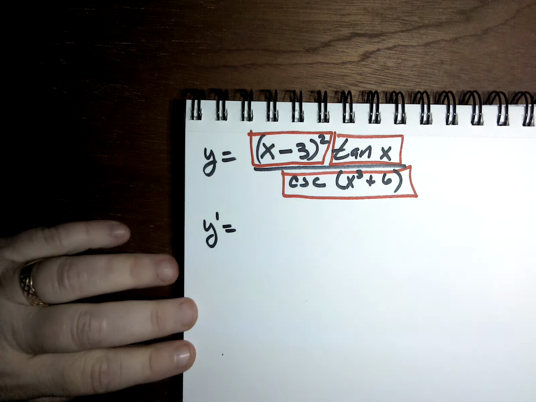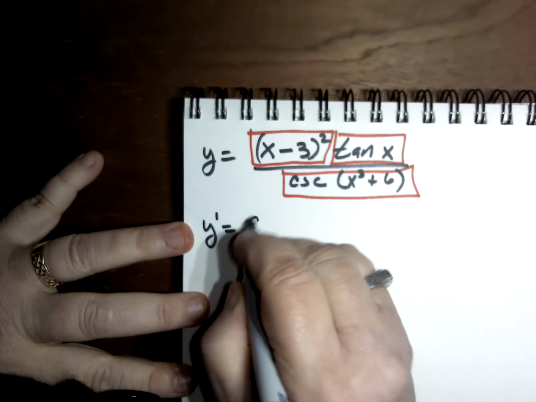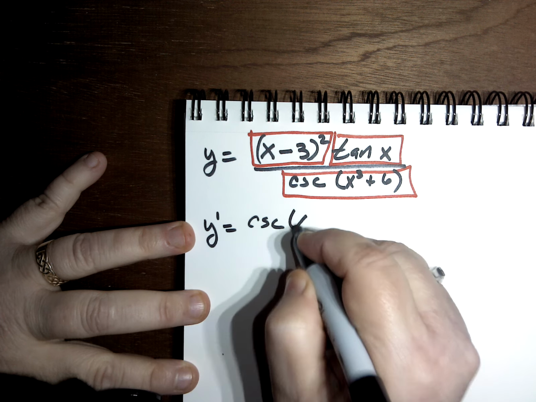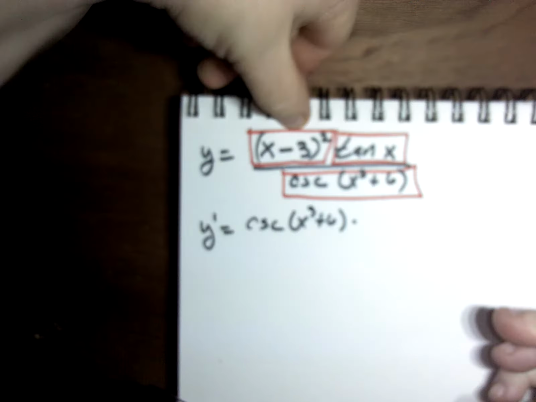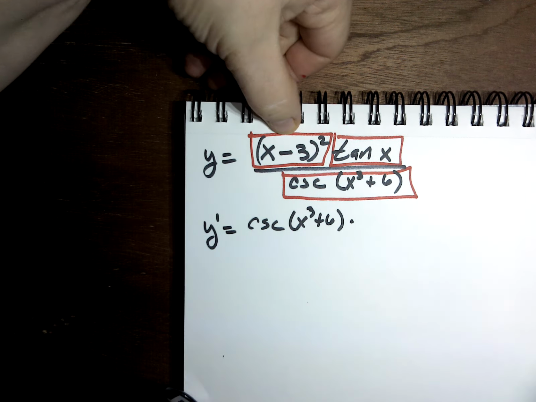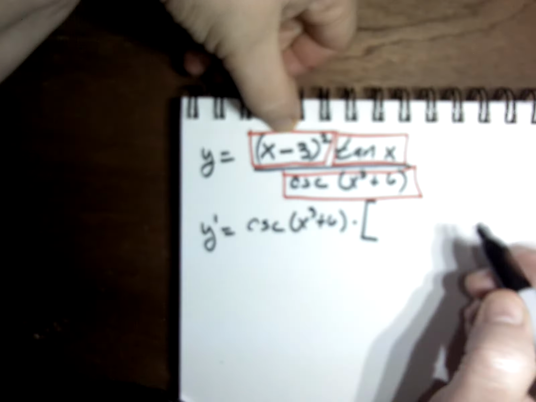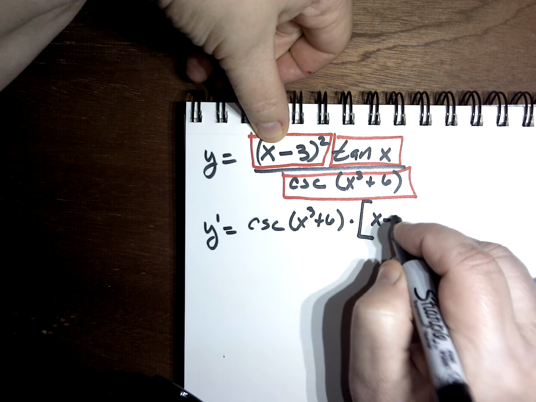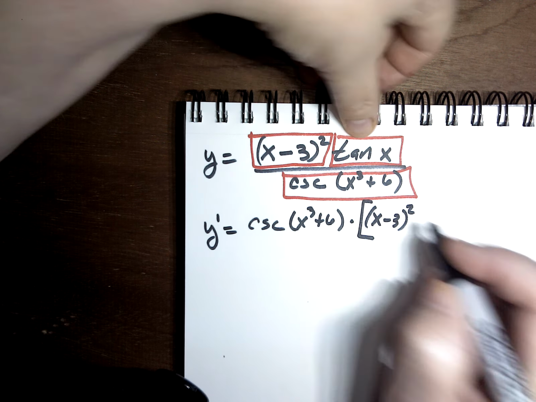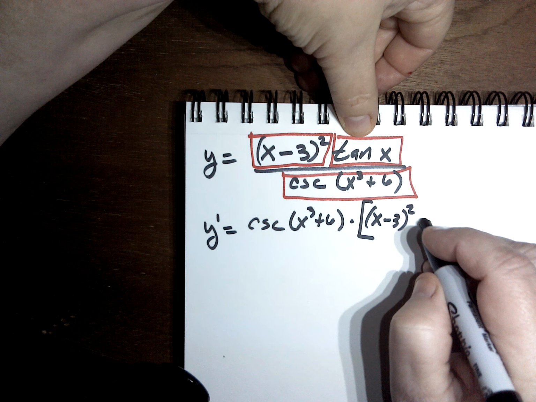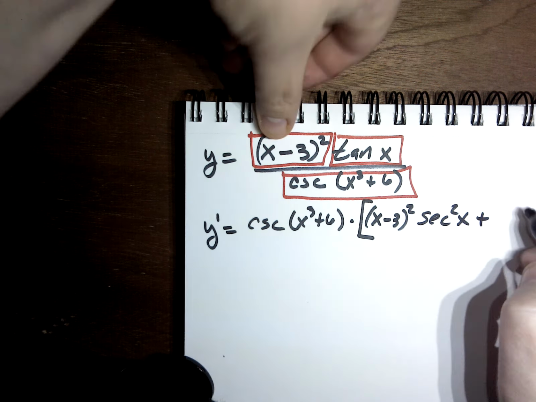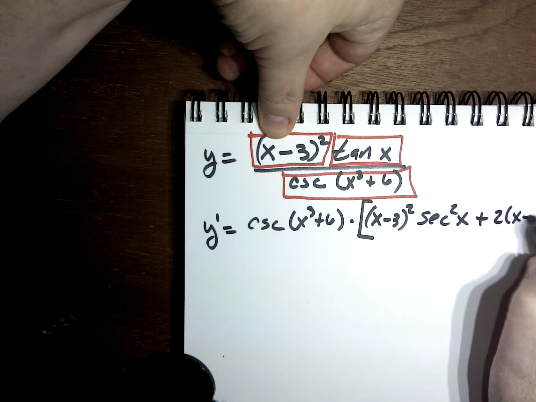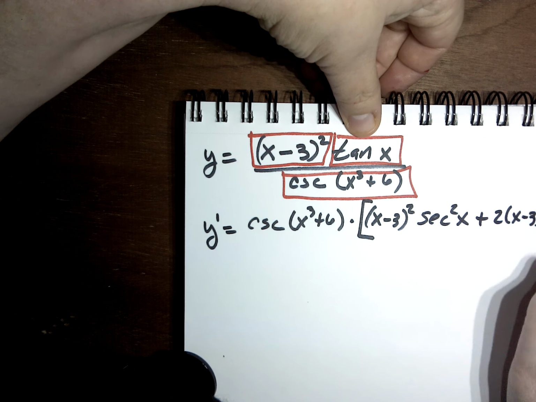Cat's being weird over there. Okay, so I've got the bottom, cosecant of x cubed plus 6, times the derivative of the top. Oh crap, I've got a product here. It's huge. So I'm going to give myself a bracket. And I have the first times the derivative of the second, which is secant squared x, plus take the derivative of the first one and leave the second guy alone.